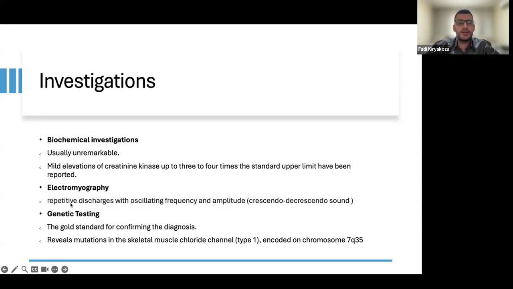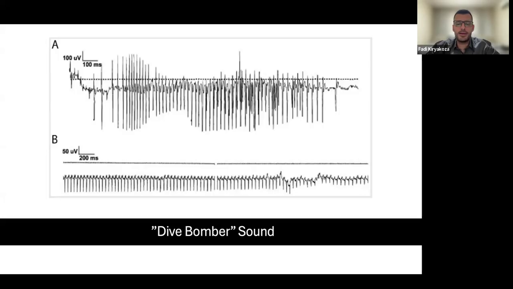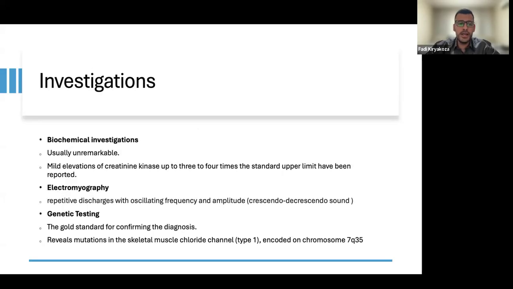Electromyography shows a repetitive discharge with oscillating frequency and amplitude, a crescendo-decrescendo sound. It is called a dive bomber. And as you can see here, this is the dive bomber sound. Genetic testing is the gold standard for confirming the diagnosis. It reveals mutations in the skeletal muscle chloride channel, which is encoded on chromosome 7 long arm.